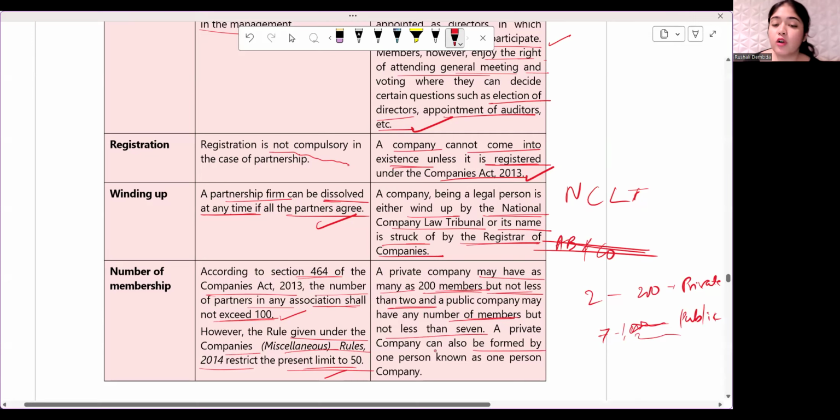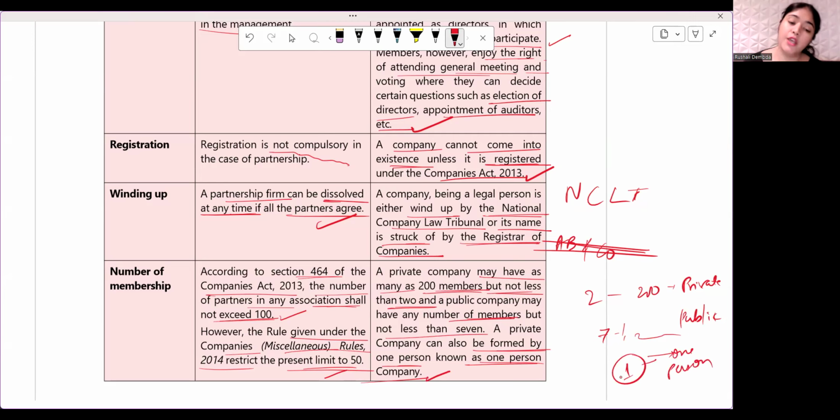A private company can also be formed by one person, known as one person company. So you might have heard this in your accountancy. There is one person company, so only one person will be the member of the company. You can say they can also get into proprietorship, but if they want to comply with company provisions and if they are interested to form a company, they also have an option to become one person company.